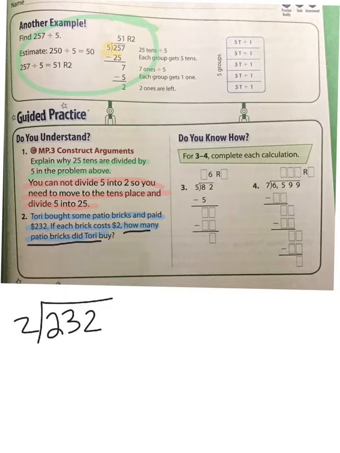First step, we're going to divide 2 into 2. So how many times does 2 go into 2? Well, the answer is 1. Then we're going to multiply. 2 times 1 is 2. We subtract and bring down our 3. Next, we divide again. How many times does 2 go into 3? Well, 1. 2 times 1 is 2. We subtract and then bring down our next 2.